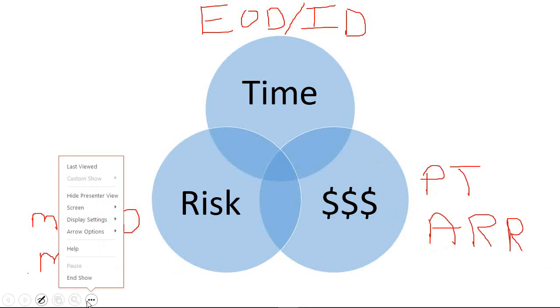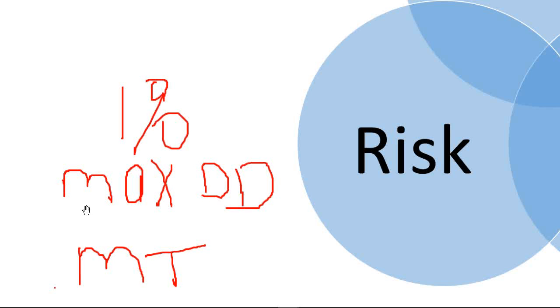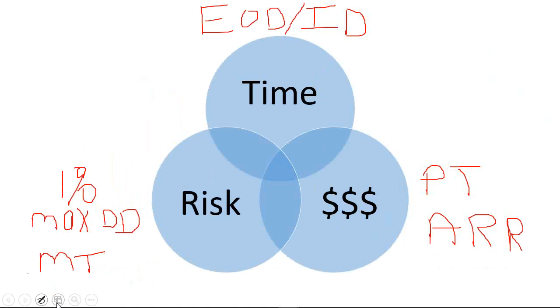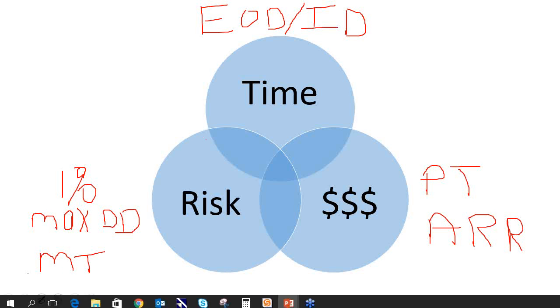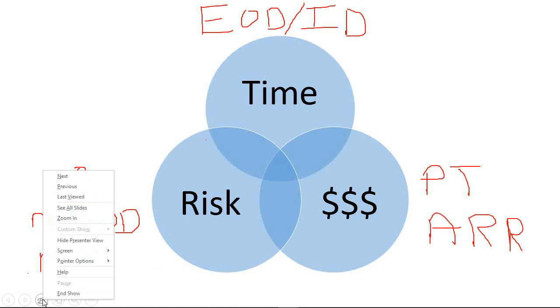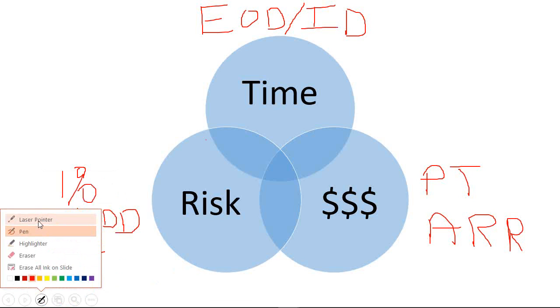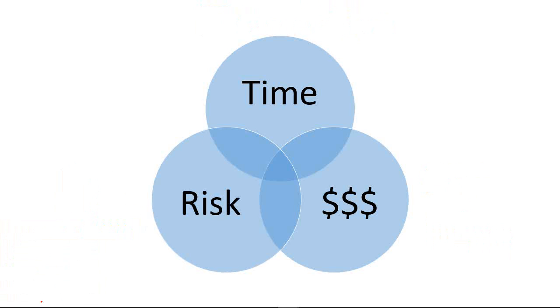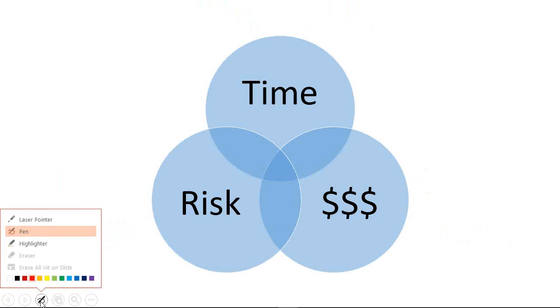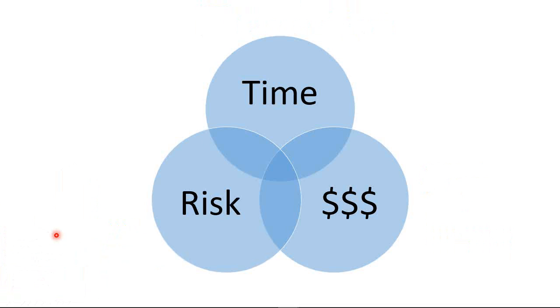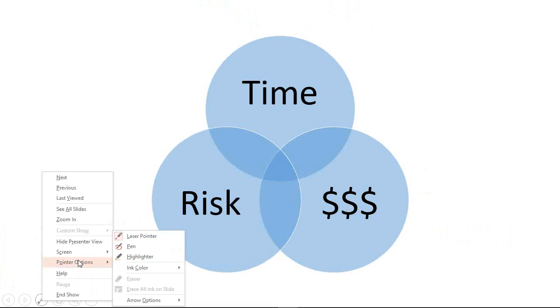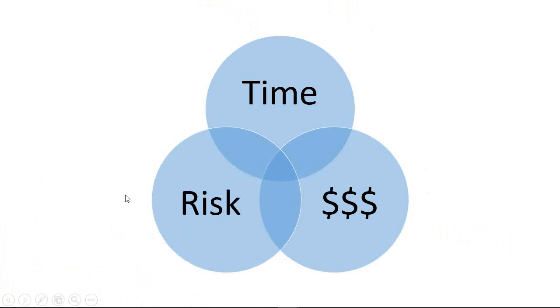Just erase this for a second. Excuse me, one second, folks, while I get the mouse back. There we go. I'm going to keep the laser pointer. I just can't seem to get my mouse back. My pointer options, arrow options, visible. There we go. Wonderful. Okay.